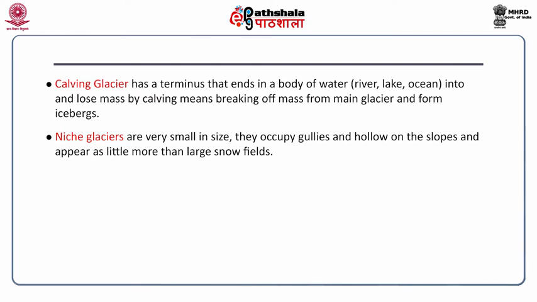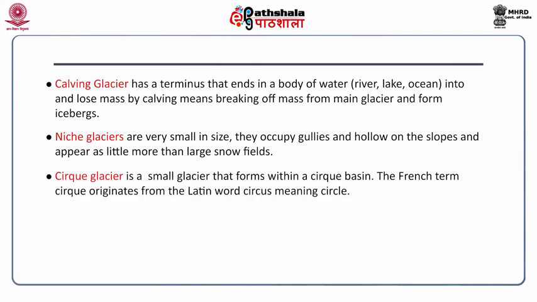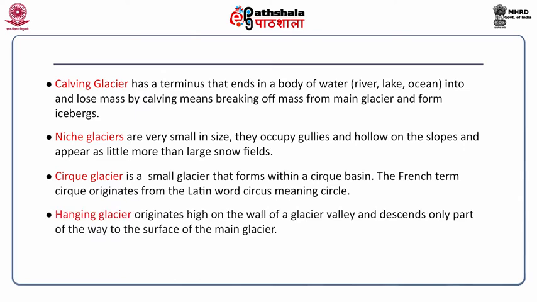Then cirque glacier. A cirque glacier is a small glacier that forms within a cirque basin. The cirque is a French term, and it originates from the Latin word circus, meaning circle. Then hanging glaciers. These hanging glaciers originate high on the wall of a glacier valley and descend only part of the way to the surface of the main glacier.